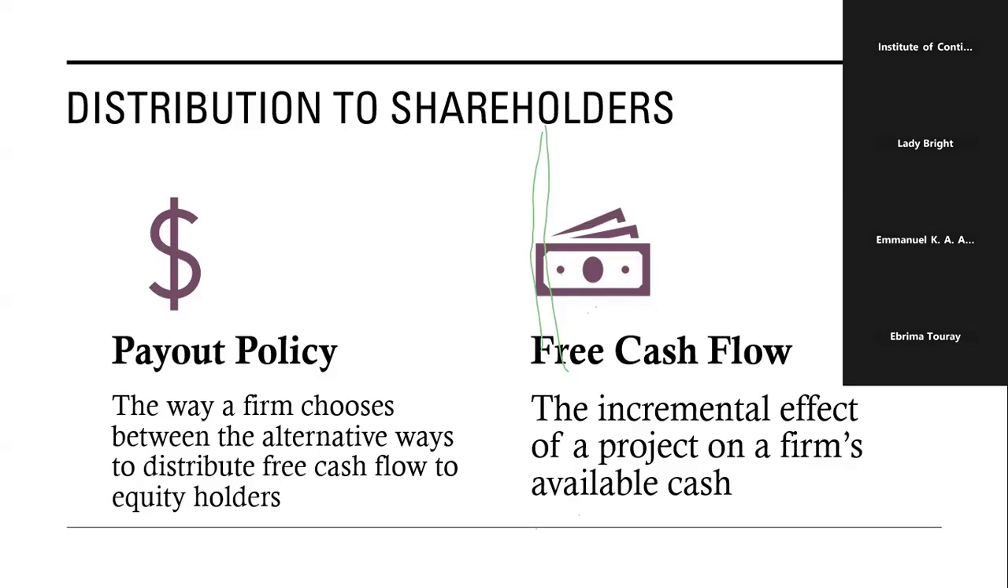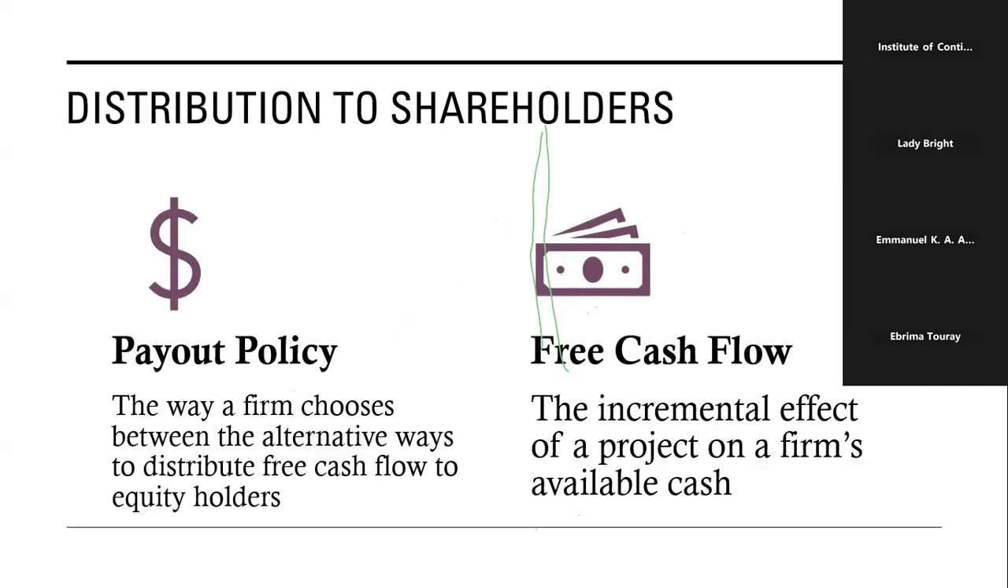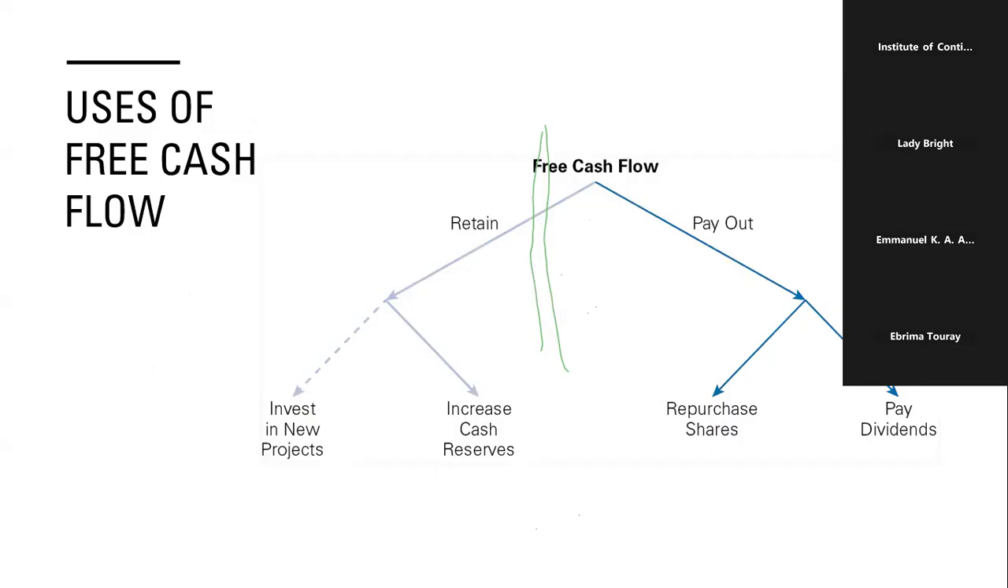Distribution of shares. Now, when companies make profit at the end of the period, we have what we call the payout policy, which is determined by each company and how they want to be. Now, companies can choose to have alternatives between what they do with their free cash flow. So you may want to retain your cash flow or pay out part of it to your investors, your shareholders.